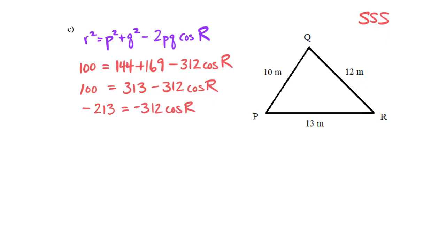Okay, for me to get that cos R all by itself, I have to divide out that negative 312. Well, cos R then is going to be 213 divided by 312. Remember, a negative divided by a negative is a positive. You can show me the inverse step, or you can go straight to finding your angle. So the inverse cos of 213 divided by 312, rounded off to the nearest degree, should give us 47 degrees.